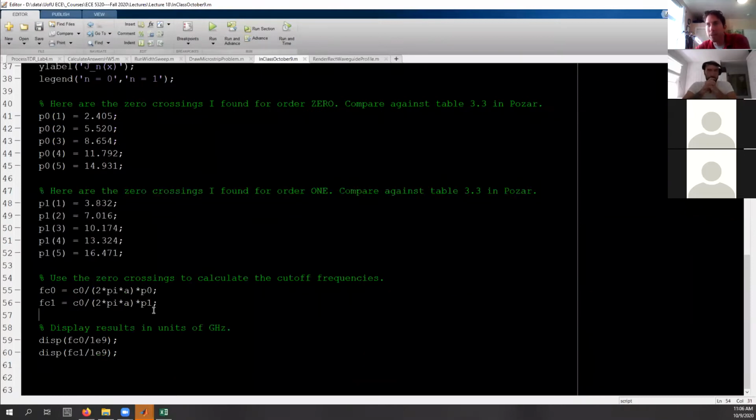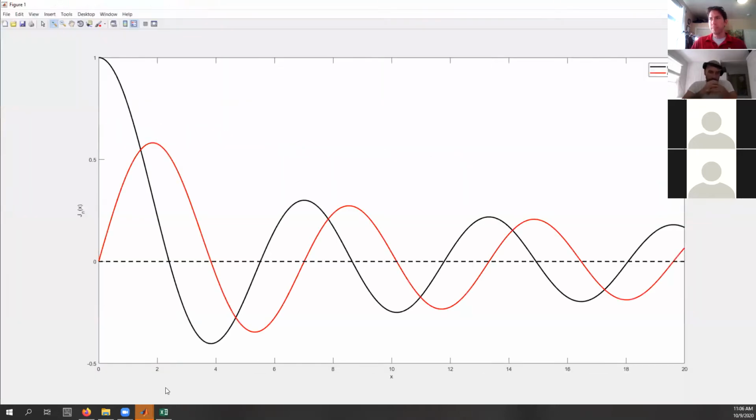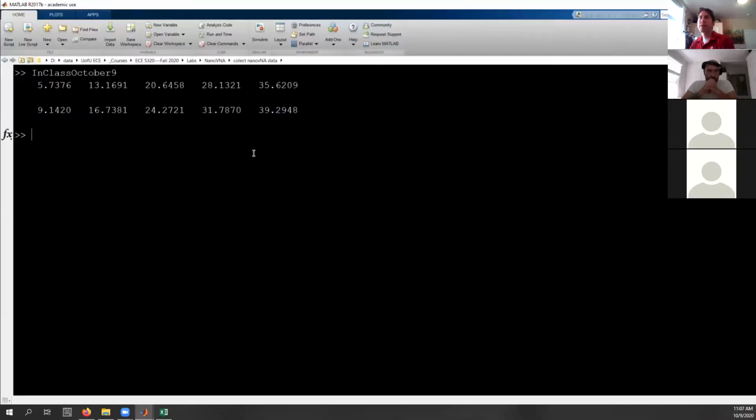Everything after that, you just plug into your cutoff frequency formula, which is p_nm divided by 2 pi a times 1 over the square root of mu epsilon, which is actually the speed of light here. So you can just slap your speed of light on top of that. And then we'll display those in units of gigahertz and see what we get. So these are now the cutoff frequencies. You can see I've got 5.7 gigahertz, 13.16, 20, 28, and so on.